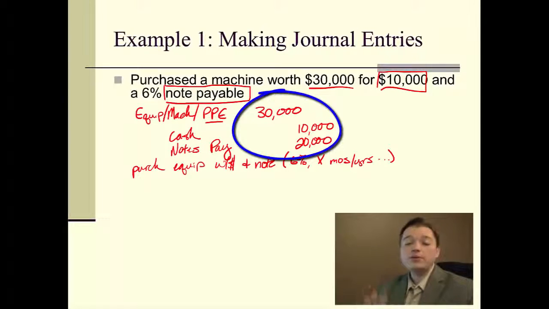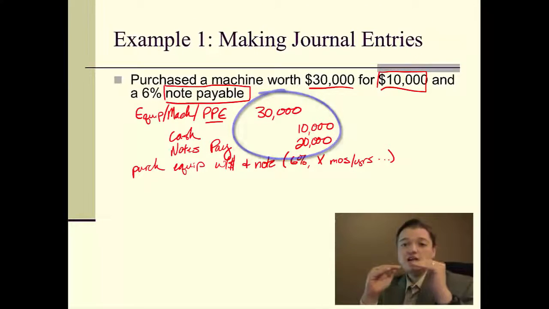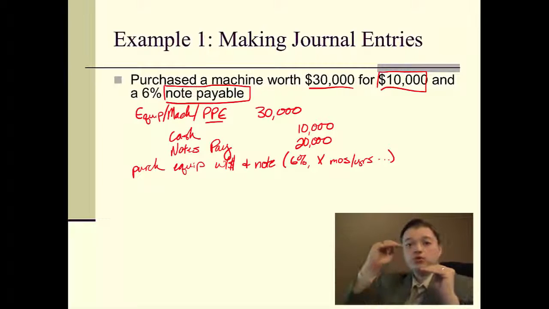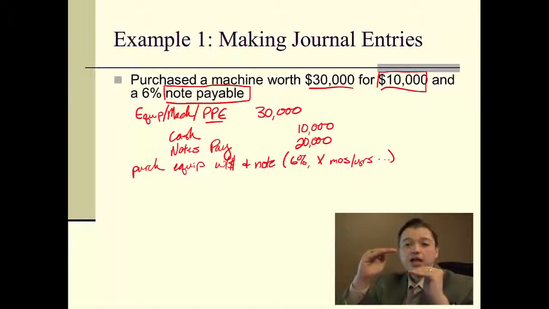Okay, again, we know our debits and our credits are equal. Let's take a look at our accounting equation. Assets equals liabilities plus equity. In this case, assets go up. I debited equipment or machinery or PP&E for $30,000. Then I credit cash for $10,000, so that drops. And then I credit notes payable. Notes payable is a liability, and a credit to a liability increases it, right? So that's going to bring it up, and I stay in balance.